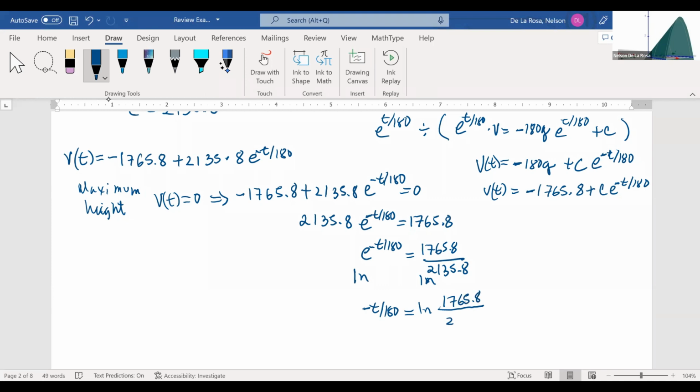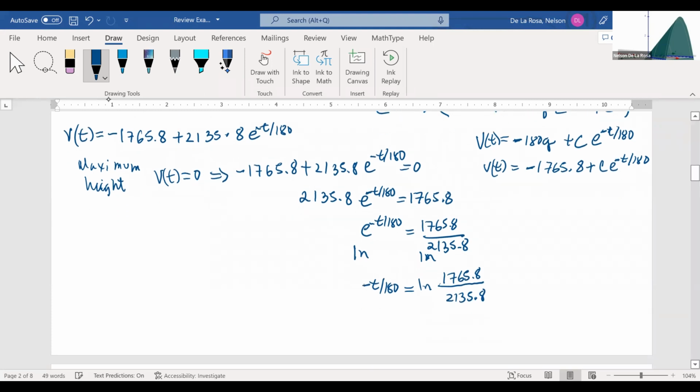1765.8 divided by 2135.8. And then once we multiply by negative 1, the fraction inside the log is going to switch, because the negative can be written as an exponent of the argument of the log. So t is equal to 180 ln of 2135.8 over 1765.8. So that's the value of t.